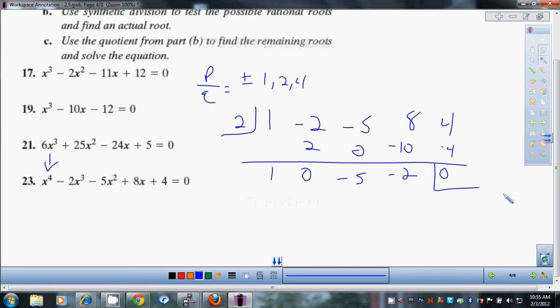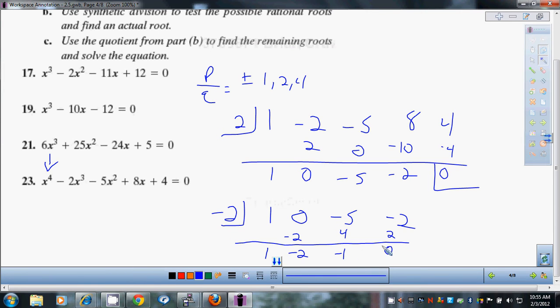Yay, it worked. Now, important step to notice here. When you take out the second, you take it out of your depressed polynomial. You take it out of that one. So, drop the 1. And you should get 0 again. And you did. And Caleb, what would be my depressed polynomial now? You got it. And from there you can just do the quadratic.